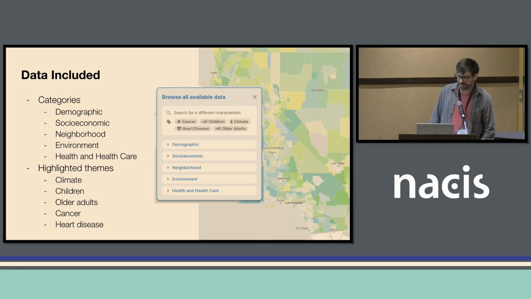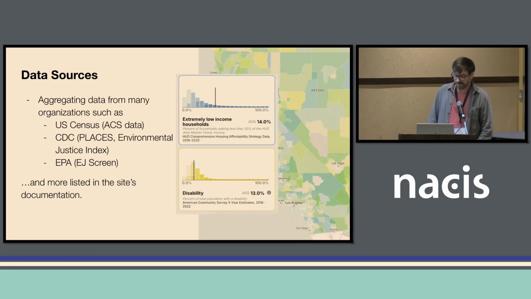Here are some of the categories for the data that's included: demographic, socioeconomic, environment, health, and healthcare. We also give users a way to slice through the data in different ways, themes if they're interested, such as climate and children and heart disease. And the data sources, a wide variety of data sources, although a lot of the data, as you might imagine, demographic and socioeconomic, come from the US Census Bureau, mostly ACS data. We also include data from the CDC, EPA, lots of other researchers, organizations.